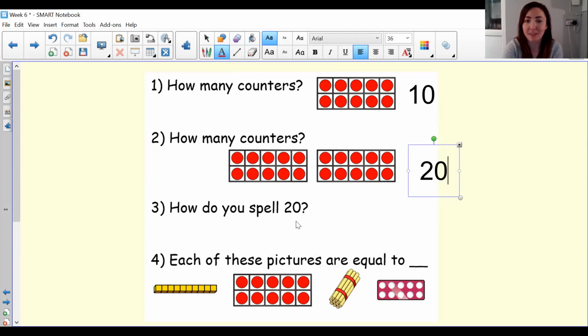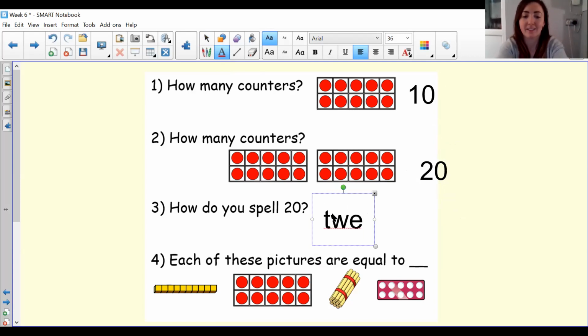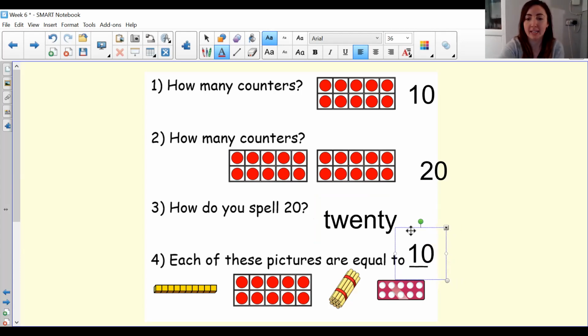And there's that number again, but this time it was asking us how to spell it. So let's see if we got it right. 20. Did you get that? Excellent. And each of these pictures are equal to 10. They all represent 10. Okay.